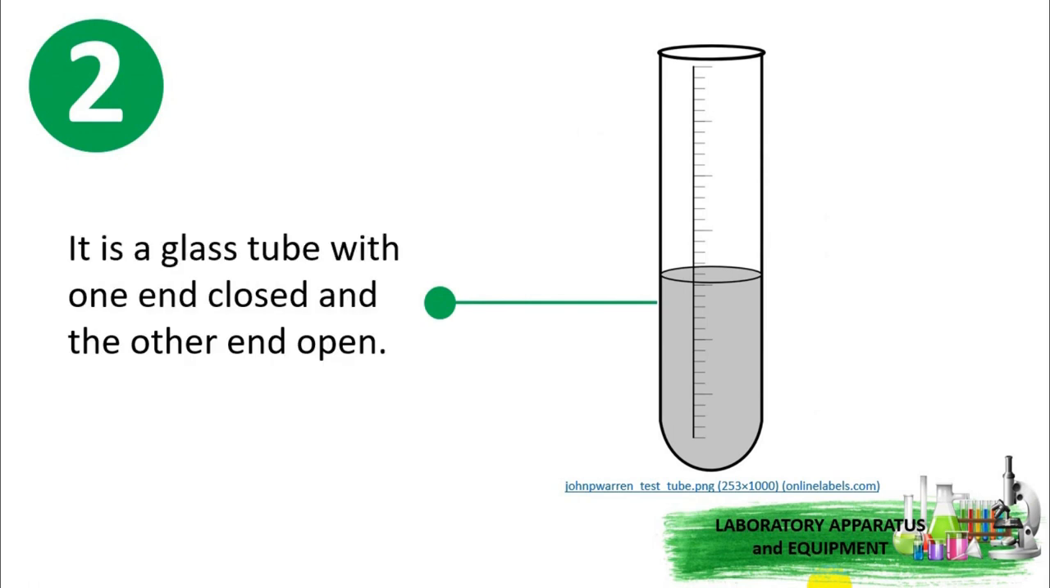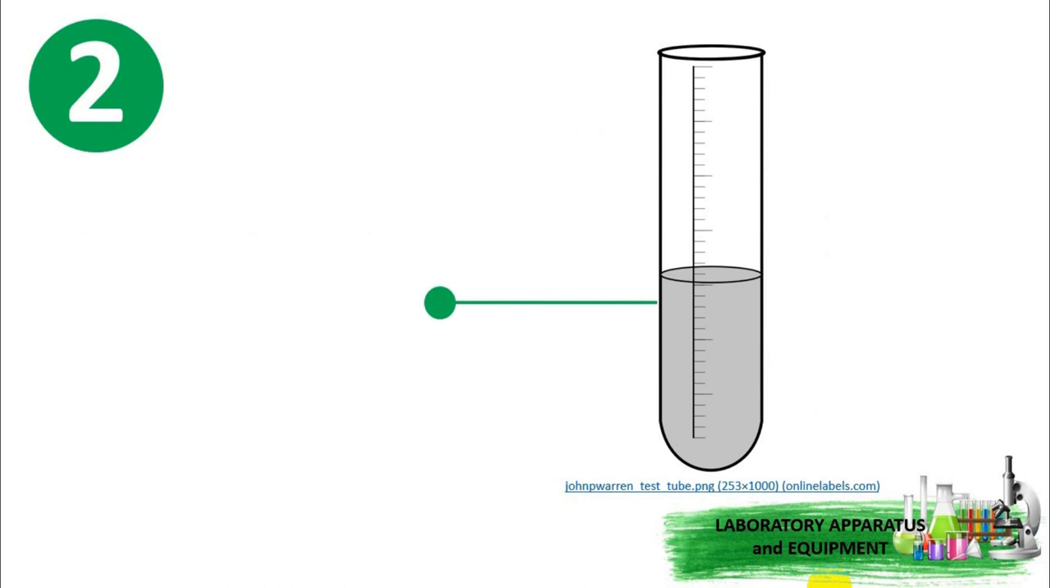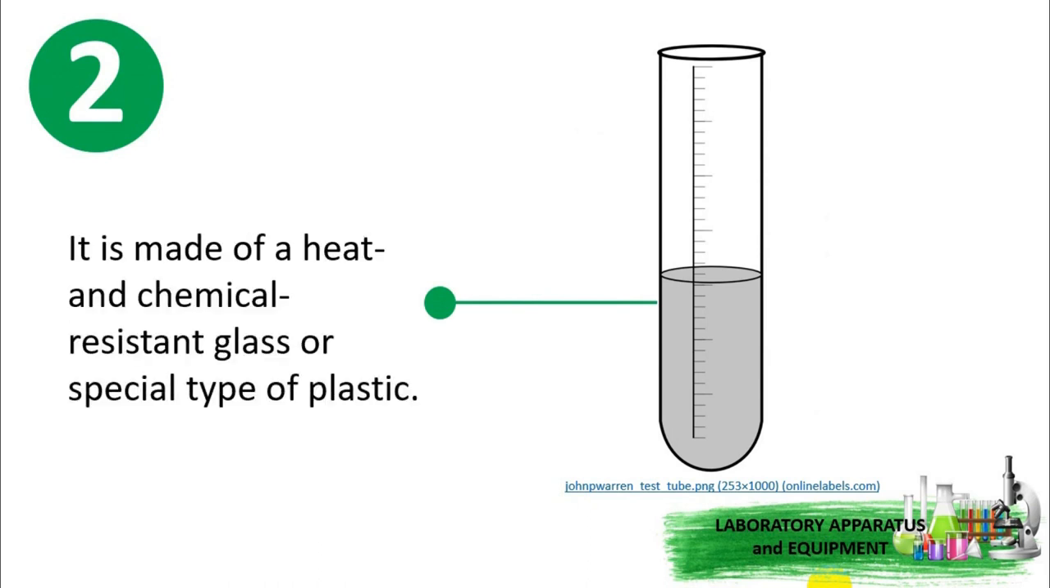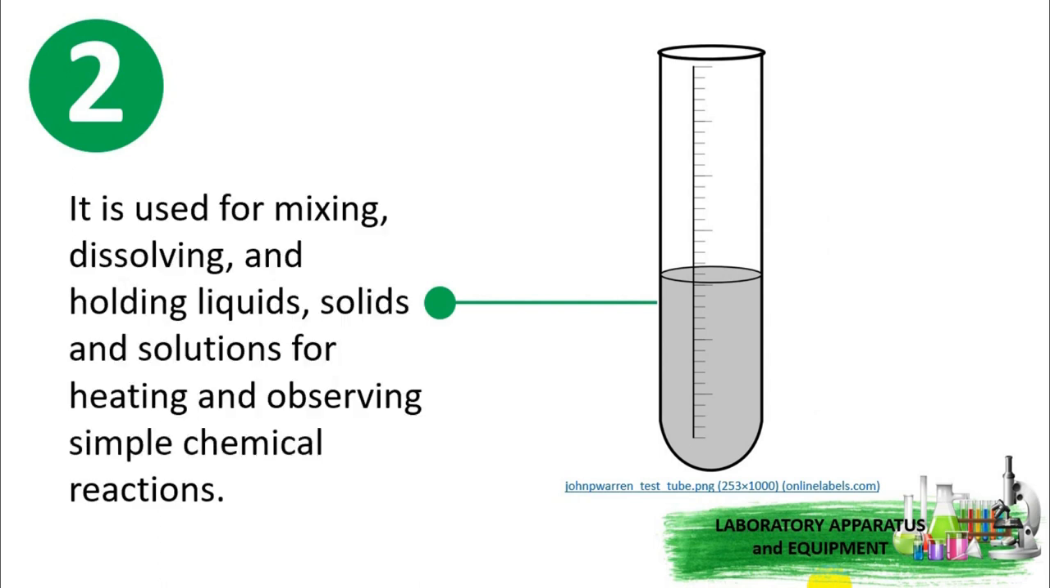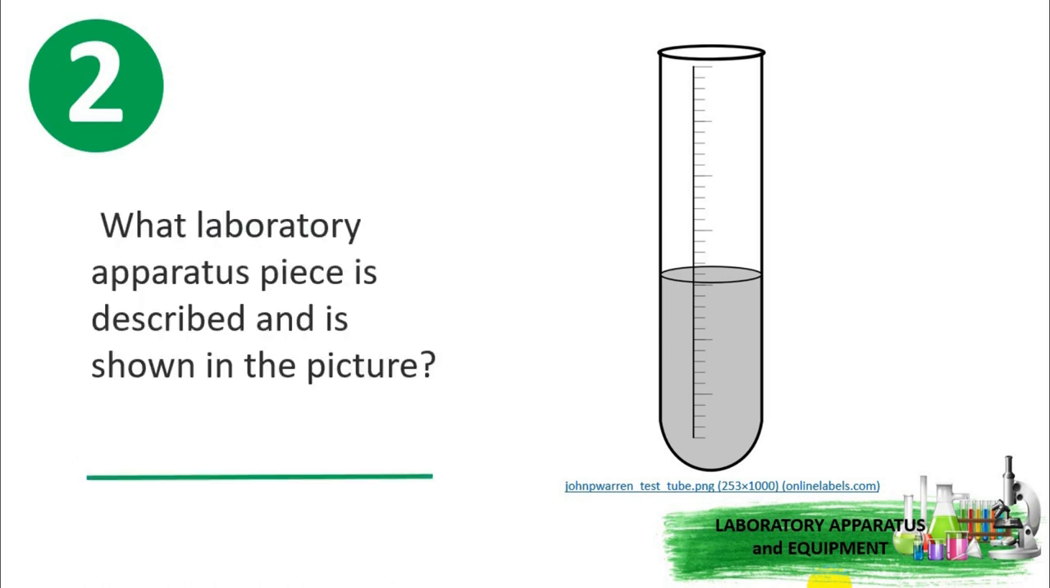Number 2. This apparatus is a glass tube with one end closed and the other end open. It is made of heat and chemical resistant glass or a special type of plastic. This tool is used for mixing, dissolving, and holding liquids, solids, and solutions for heating and observing simple chemical reactions. What laboratory apparatus piece is described and shown in the picture?